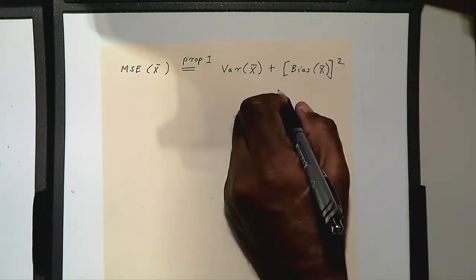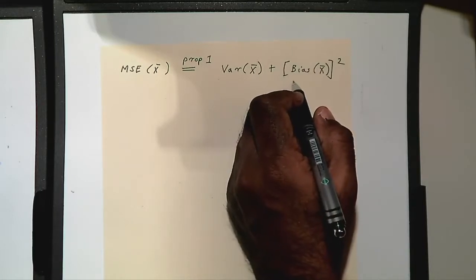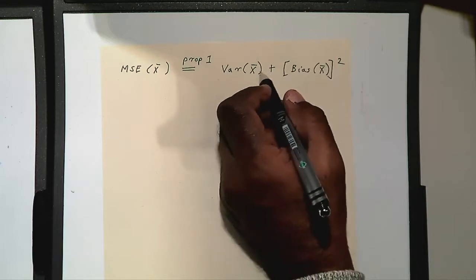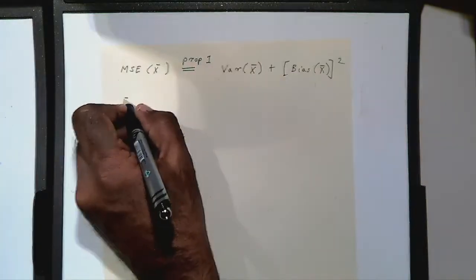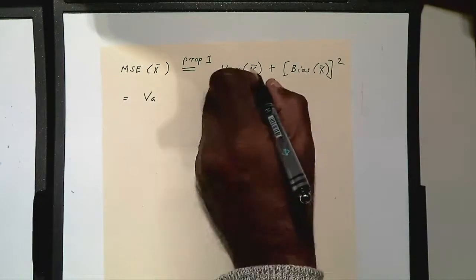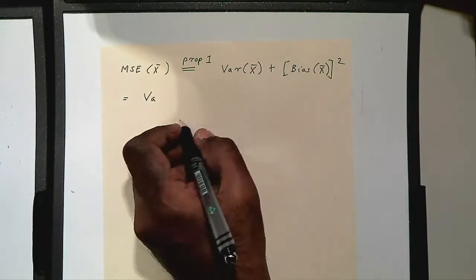I saw some of you writing variance minus. I don't know where you get that from, in the quizzes that I marked so far. Some of you write variance minus this. I really don't know why. I mean, it's variance plus, guys. It's variance plus the square of the bias, okay?